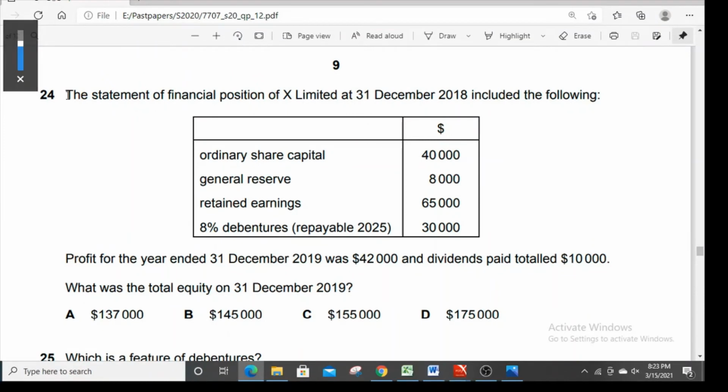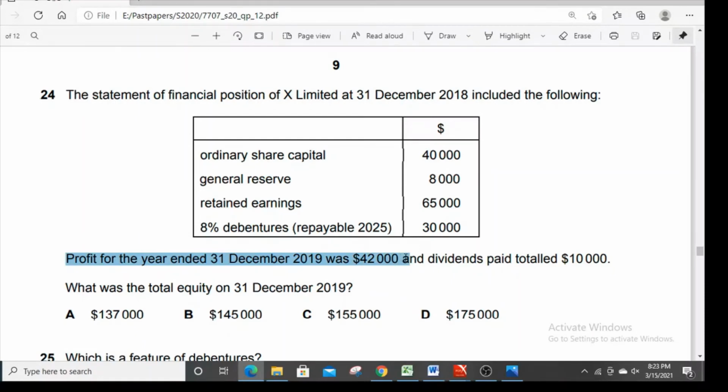Number 24, the statement of financial position of X Limited at 31st December 2018 included the following: ordinary share capital, general reserve, retained earnings, and debenture, which is a non-current liability. Profit for the year ended 31st December 2019 was 42,000 and dividends paid total 10,000. What was the total equity on 31st December 2019?